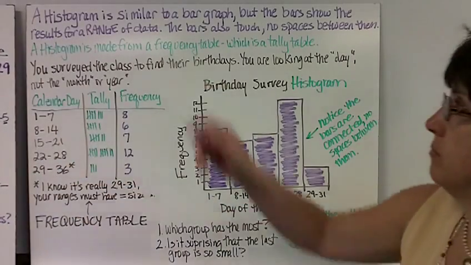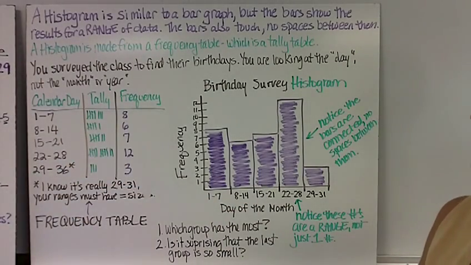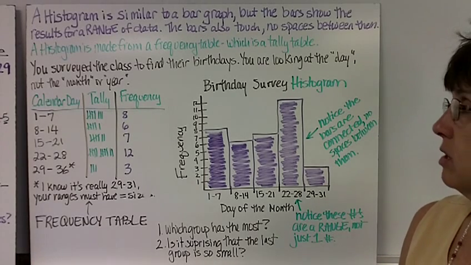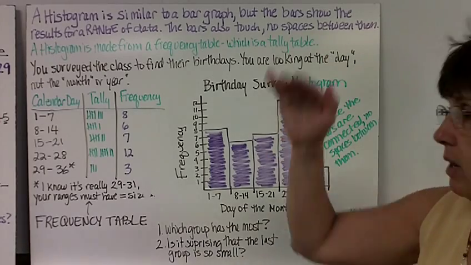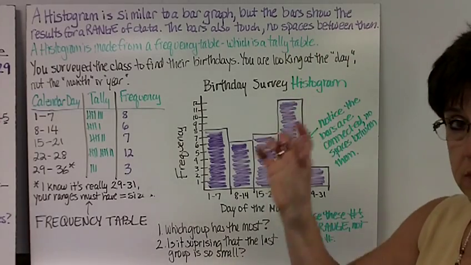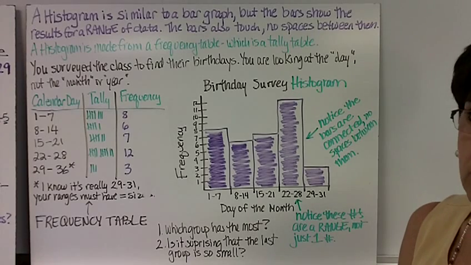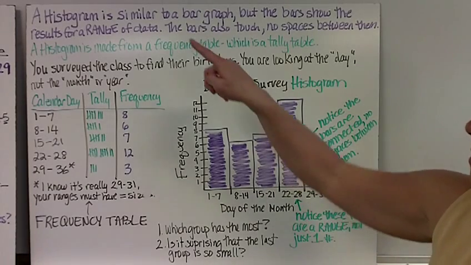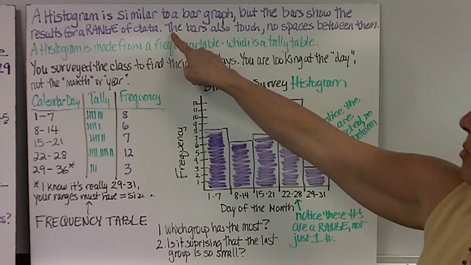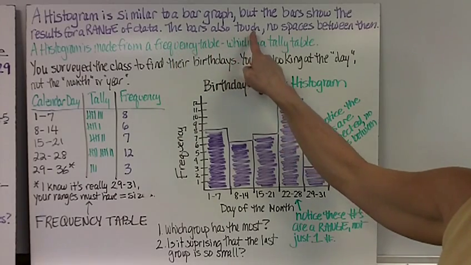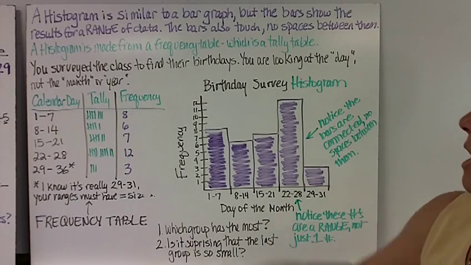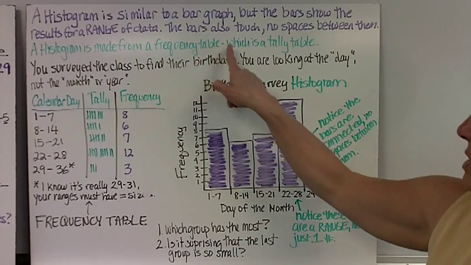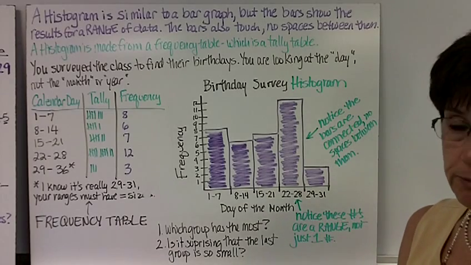A histogram is similar to a bar graph, but the bars show the results for a range of data. Rather than a bar graph, it'd be like, how many people like bananas and how many people like grapes? In a bar graph, each bar is a single number or object or whatever your survey is. In a histogram, the bars show a range, and the bars also touch. There's no spaces in between them. They're connected. Okay?